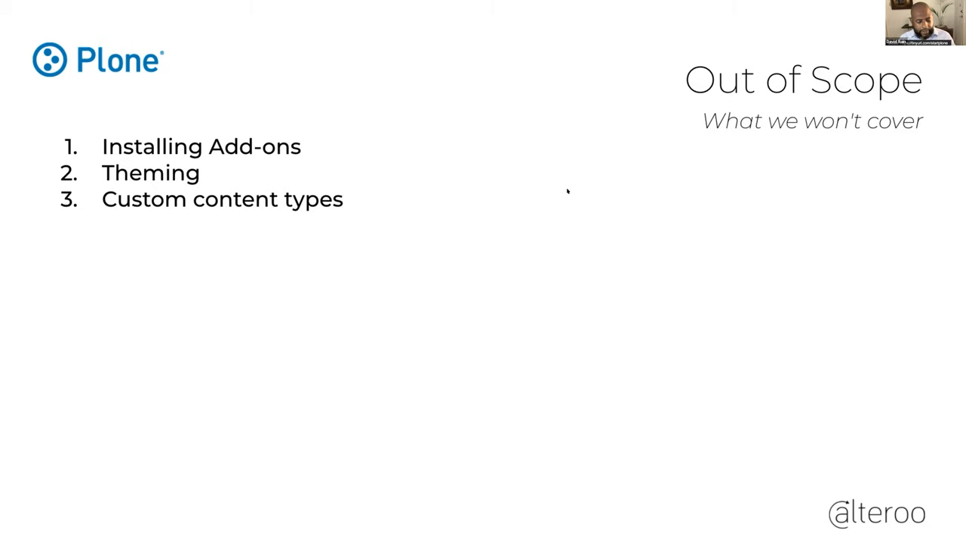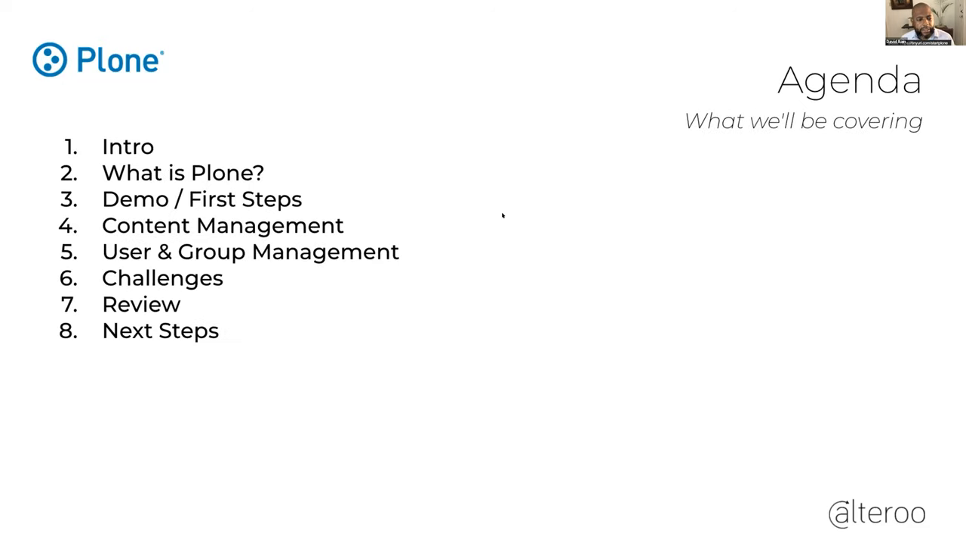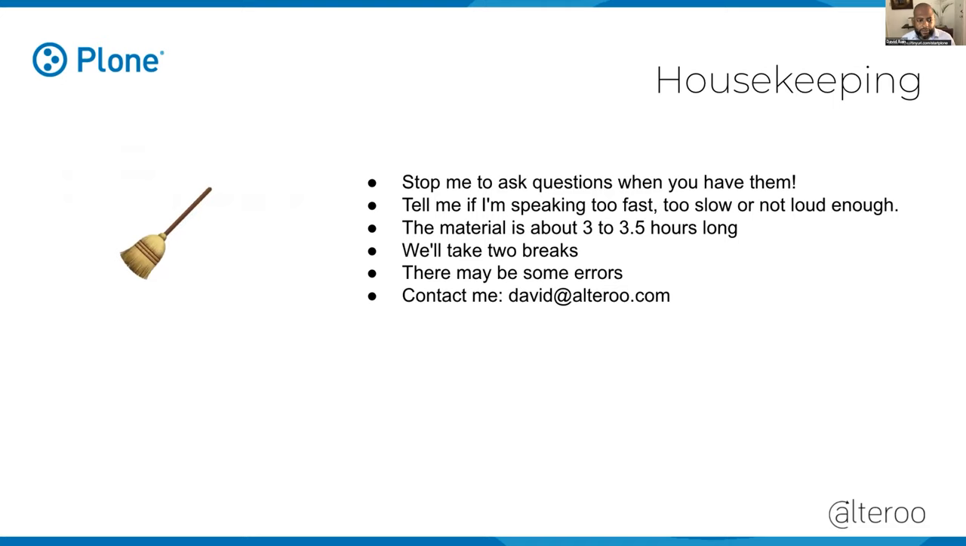What is out of scope for this presentation? We will not be looking at installing add-ons. We're not going to be talking about theming, and we're not going to be talking about custom content types. So just to be clear, so that everybody understands where we're going, we will talk about content management, user and group management, and some of the things around that. We're also focusing on the out-of-the-box features. And so this is why we're not worried about add-ons.